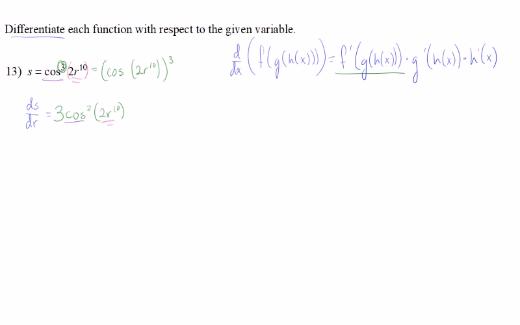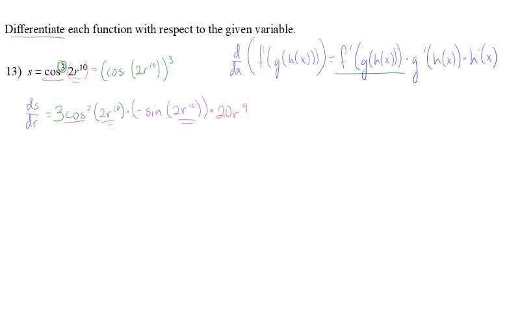So now I'm going to take the derivative of cosine, because that's the next layer, the cosine part. The derivative of cosine is negative sine. So I'm going to multiply by a negative sine, and then I'm going to keep its input the same, 2r to the 10th. Okay, so this stayed the same. All right, then finally, I'm just going to take the derivative of that inner function, the 2r to the 10th part. So the derivative of that would be 20r to the 9th.